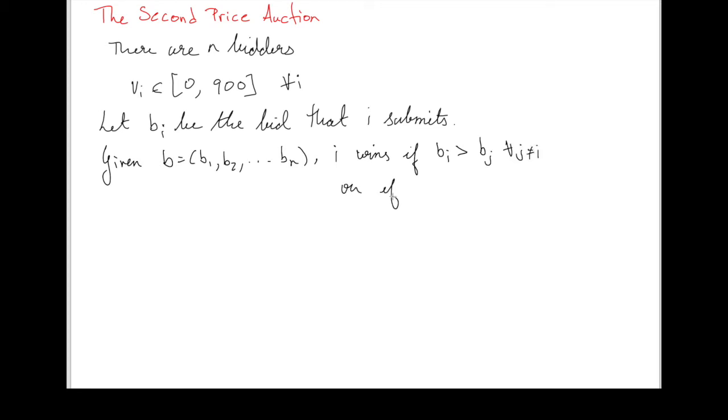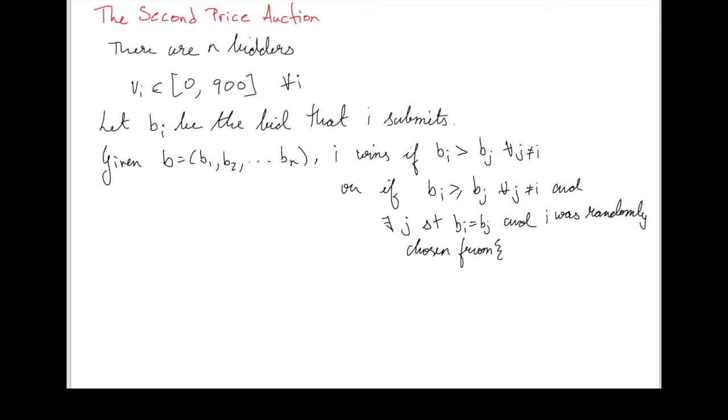Or if i is tied as the highest bid, so if i has at least as high a bid as anyone else, and there exists some j such that b_i equals b_j, then i is chosen at random from the group of bidders bidding the same as i. So from the set of bidders k such that the bid of bidder k is equal to b_i. So this is the set of all the bidders who submit the highest bid, and they're tied, and i is chosen randomly from that set. So the winner is chosen randomly. All the other bidders lose.